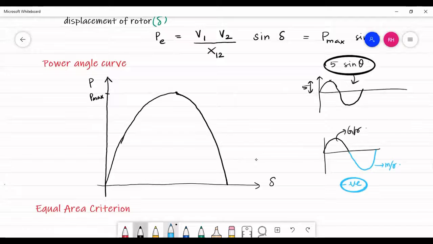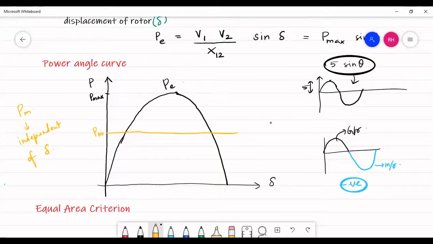So we have drawn the power angle curve, but on this same curve let me accommodate one more quantity that comes in the swing equation, which is the mechanical power. This mechanical power is not dependent on the value of delta. It is independent of delta, and hence it is always a straight line.